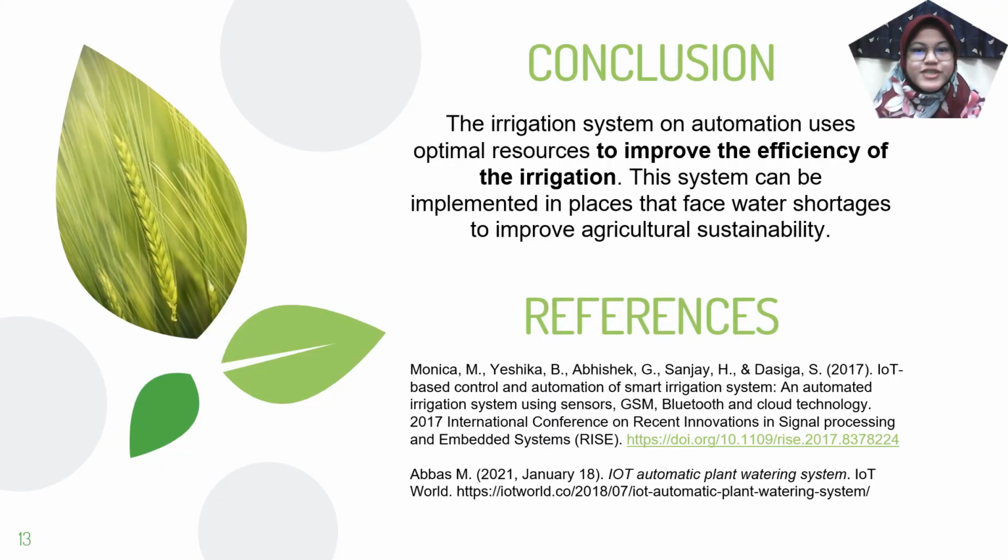In conclusion, the irrigation automation system uses optimal resources to improve the efficiency of irrigation. This system can be implemented in places that face water shortage to improve agricultural sustainability. And this is my reference.